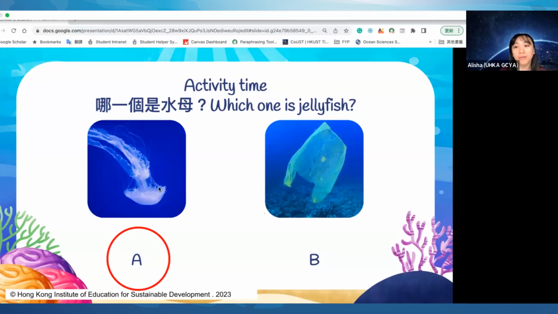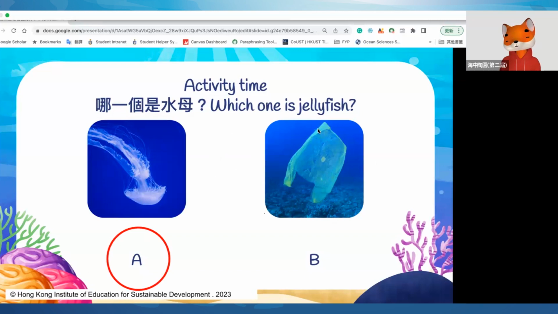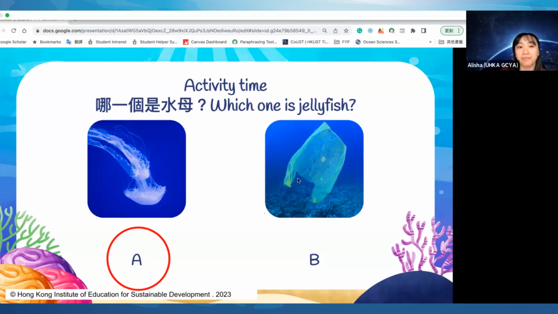But for the green turtle, they think these two things, the plastic bag and the jellyfish, look quite similar. They think they are exactly the same thing. So if they see a plastic bag floating in the ocean, they will swim there and eat it, thinking it is a jellyfish. Because the plastic bag is hard to digest in their stomach, they cannot eat other foods after eating the plastic bag.